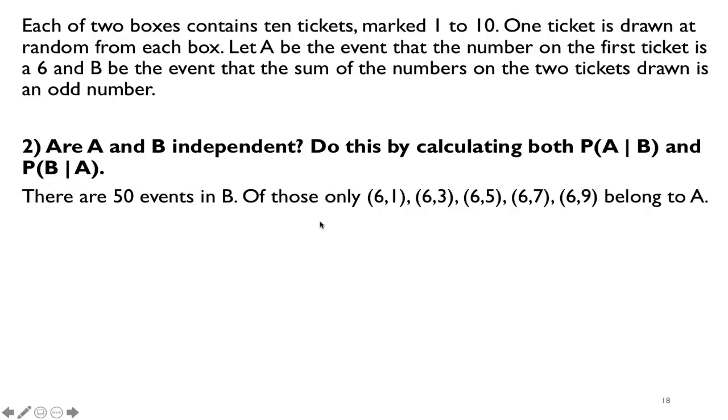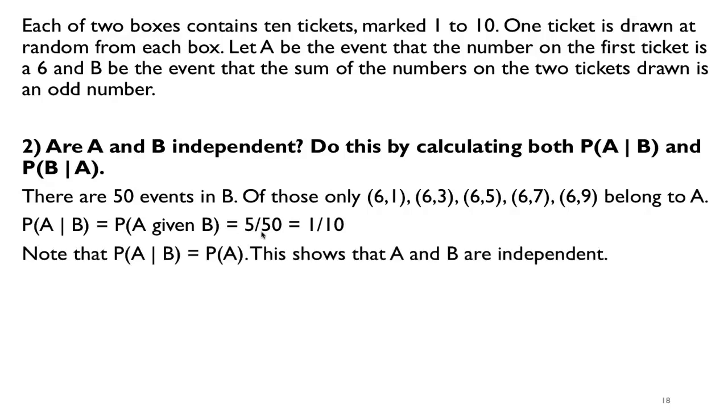Because A is the event that the first ticket is a 6, to get A given that B has happened, the first ticket has to be a 6 and the second has to be odd, so it has to be 1, 3, 5, 7, or 9, because 6 is even. So given B has happened, the chance of getting A is 5 out of 50. There are only 5 choices that give you A, so it's 5 out of 50, which is 1 out of 10. Notice that this P of A given B is the same as P of A, because earlier we found P of A is also 1 out of 10. So this shows that A and B are independent.